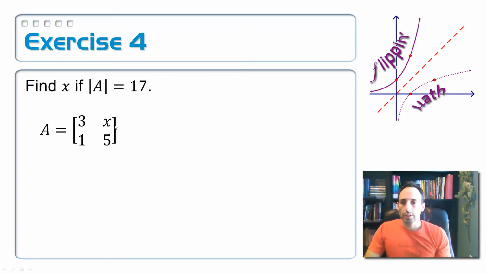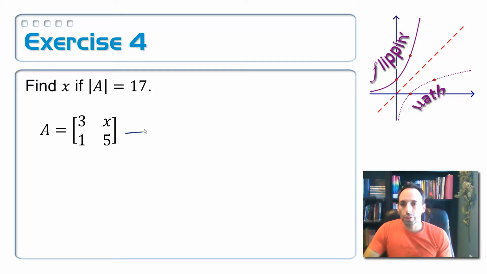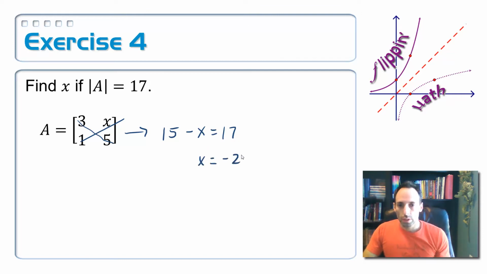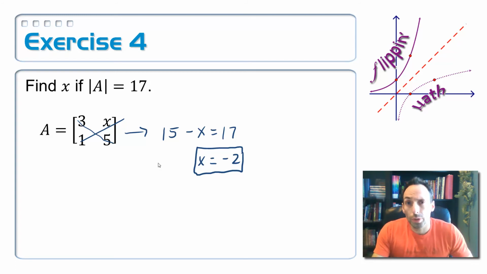Find x if the determinant, remember that looks like it says absolute value, but whenever A is a matrix, it means the determinant of A, is equal to 17. Okay, so all we need to do is set ourselves up an equation here. So for this equation, let's just multiply major diagonals. So 3 times 5, we got 15, minus 1 times x, that's x. If I compute that, I get 17. So 15 minus what gives me 17? X has got to be equal to negative 2. And there I'm done. All right, so in the next video, how about we do some 3 by 3 determinants?